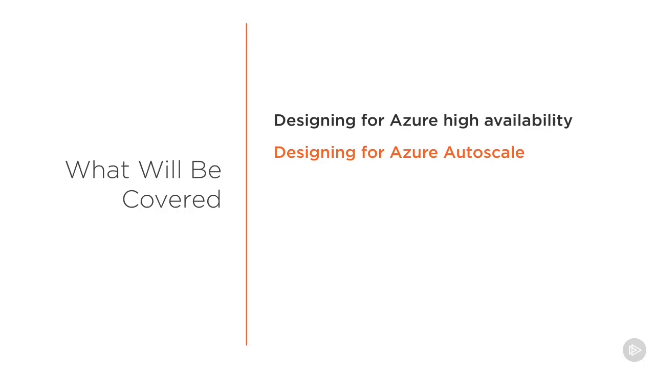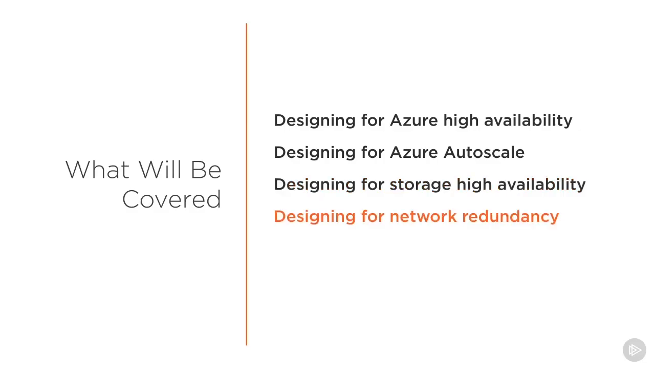From there, we're going to dive deeper into things like designing for Azure Autoscale. This is a critical component that you need to be aware of. This gives us the ability to build applications that can expand and contract based on end-user demand. From there, we'll take a look at designing for storage high availability because, of course, storage is always the dependency in any application. So we want to make sure that the storage tier is also resilient and highly available. And when it comes to working with virtual machines and other services that integrate with Azure Virtual Networks, we want to make sure that the network layer is also highly available and redundant. So we'll take a look at that.